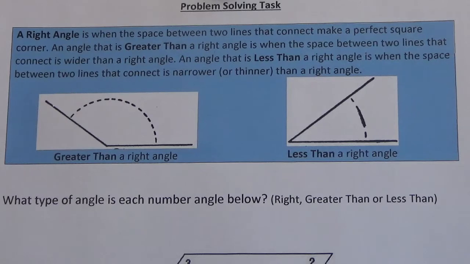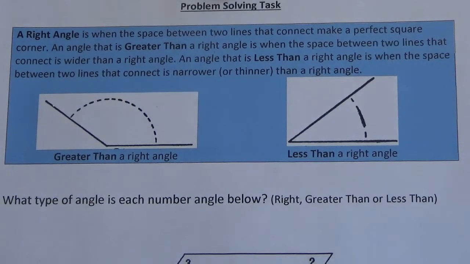One of them is called a greater than angle, or a greater than a right angle. An angle that is greater than a right angle is when the space between the two lines that connect is wider or bigger than a right angle. As you get older, you're going to start referring to these angles as obtuse angles. Obtuse angles is a word for angles that are bigger than or greater than a right angle.